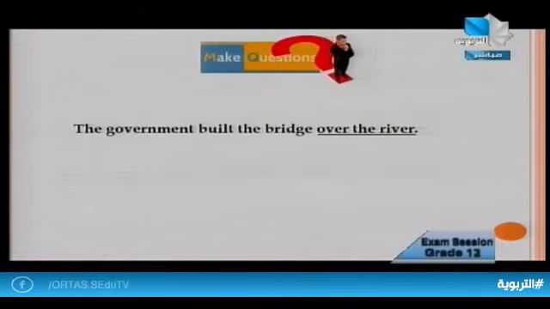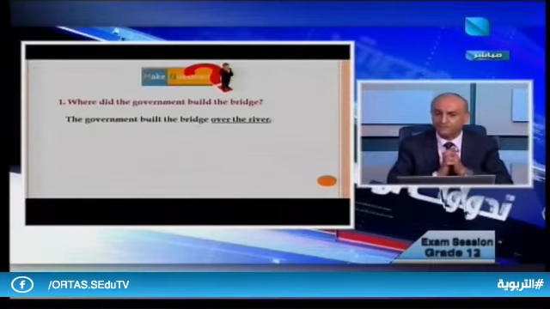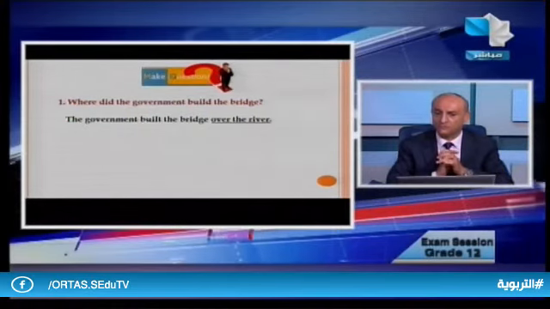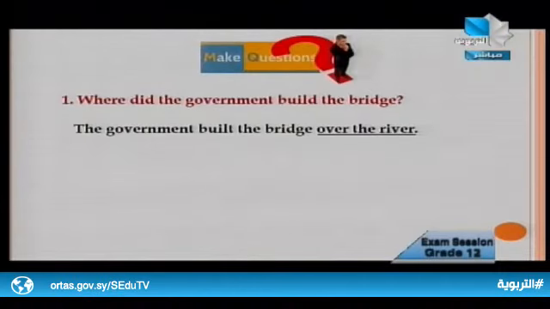Make a question. Where did the government build the bridge? Here we need to read the sentence before making the question. The government built the bridge over the river. Here, "over the river" is underlined. The student should know that he has to make a question about a place. To ask about place, we use where. Where did the government build the bridge? Because we are asking about "over the river", a place.